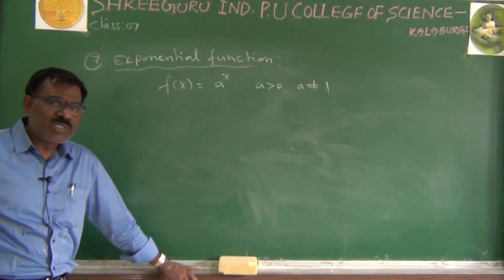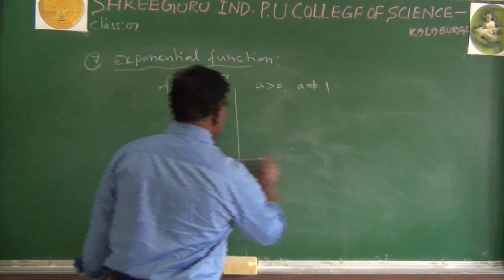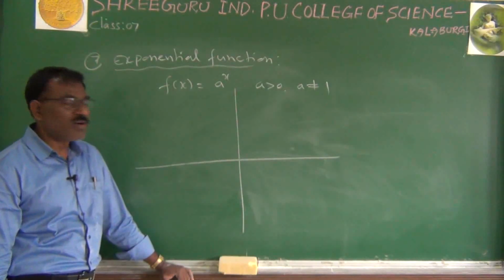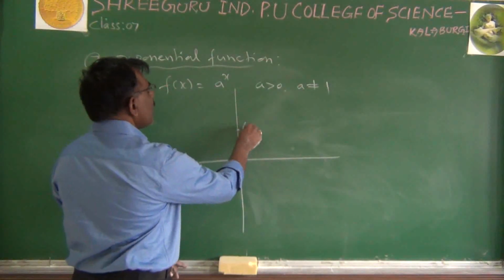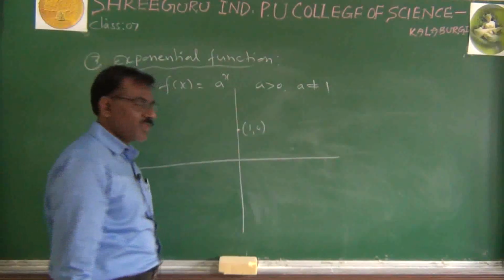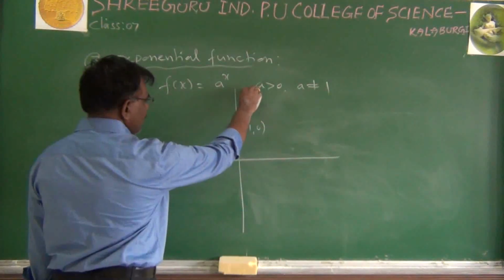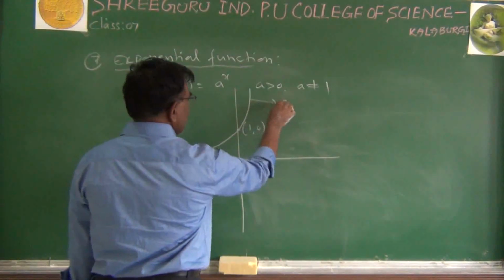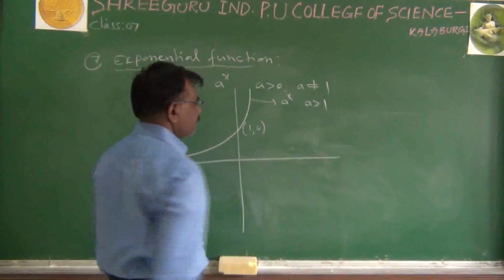See how the graph comes. When x is 0, what is f of x? It is 1. So this point is 0 comma 1. This is the graph of a raised to x, for a greater than 1.